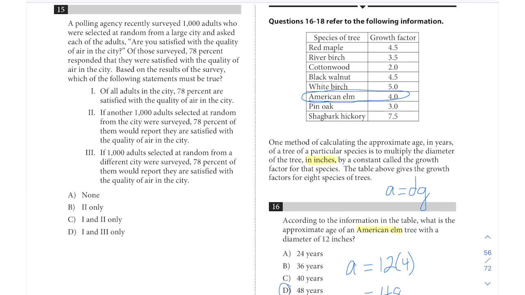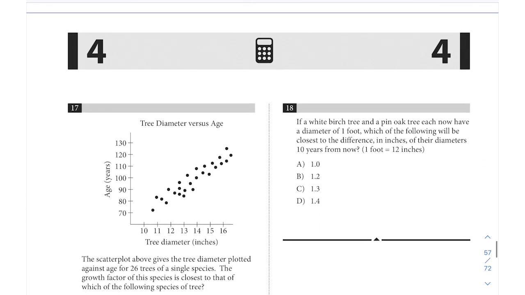Here, we don't have to do any unit conversions. They give it to us in inches for that diameter, and the growth factor is directly from the table. So this one is a little bit of a plug and chug as long as we can get this part down. Coming up with that equation from the text given is key there. Now let's take a look at 17.